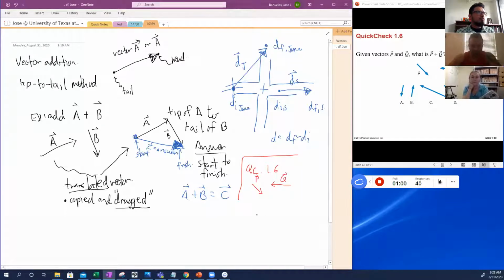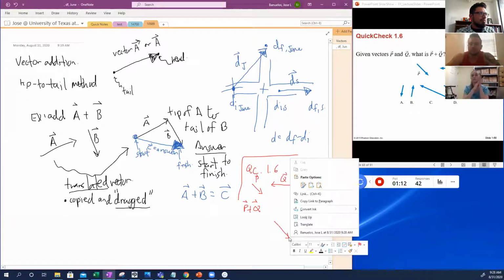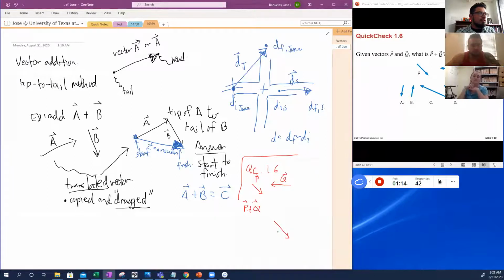And so the idea is to do P plus Q. So P plus Q, if we use tip to tail method, we're going to start with P. So here it is. That's the starting point. And then that's the tip of P. And then Q, using tip to tail method, we're going to take the tip of P and put it on the tail of Q. So it's going to go kind of like that. So that'll be Q. That's P.